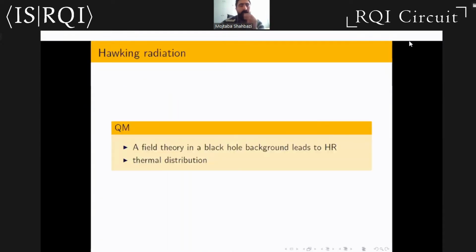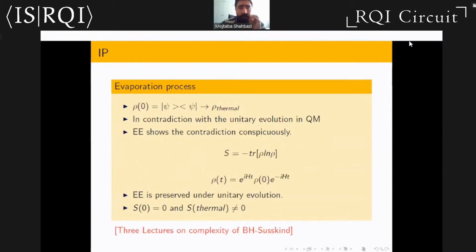Okay, the information paradox. We know that a field theory in a curved background leads to Hawking radiation, which is thermal radiation. If the initial state of the black hole is a pure state, then at the final stage of evaporation, the state of the black hole is a thermal state. This contradicts the unitarity of quantum mechanics. We can show this with entanglement entropy, which is defined via the trace of the density matrix. Under unitary evolution, entanglement entropy is constant and doesn't change. So when we start with a pure state and go to a thermal state, entanglement entropy wouldn't be constant. So this is the paradox.